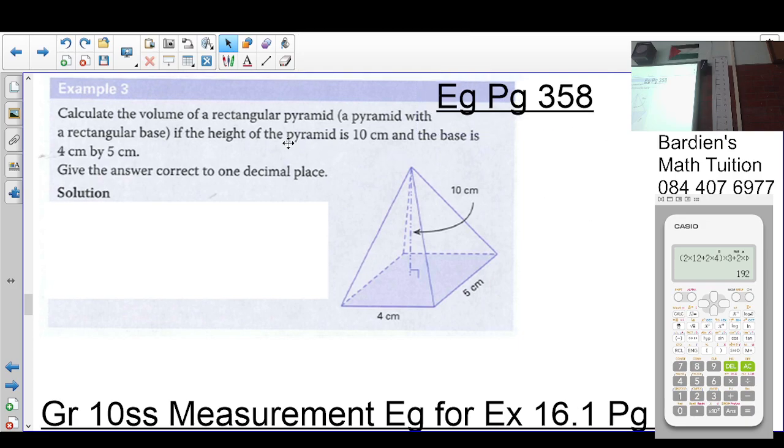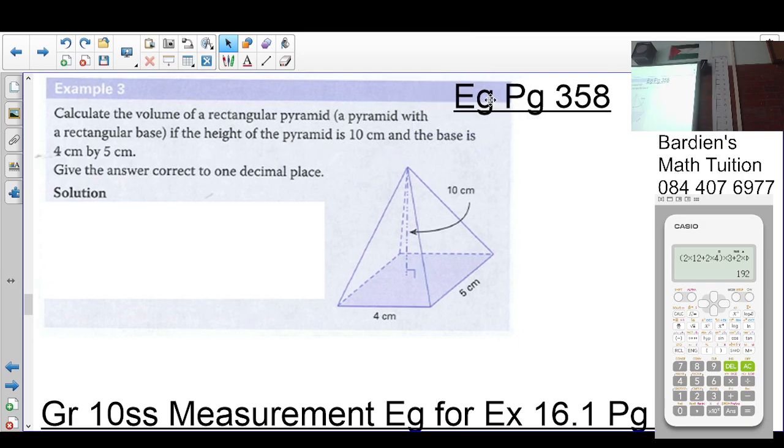Okay. The volume of a rectangular pyramid. A pyramid with a rectangular base. What does that mean to say? That the length and the breadth of the base is not the same. If it was a square base, then the sides would all be the same. The height of the pyramid is 10 centimeters and the base is 4 by 5. Give the answer correct to one decimal place.